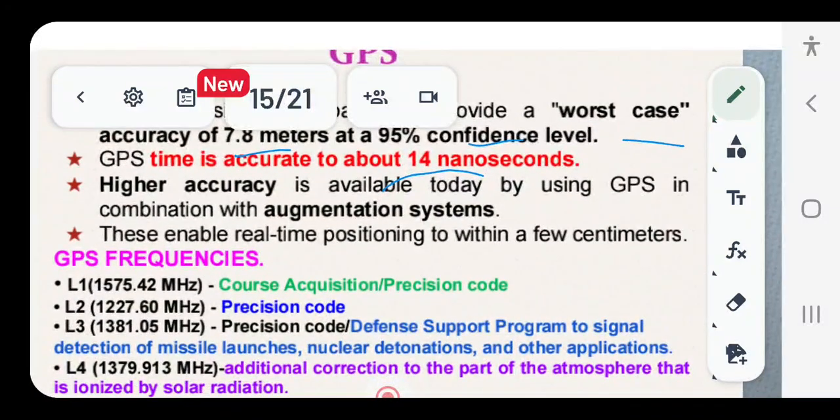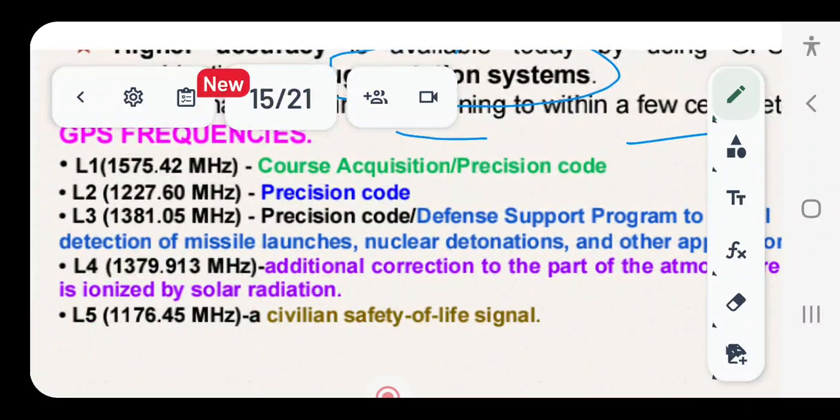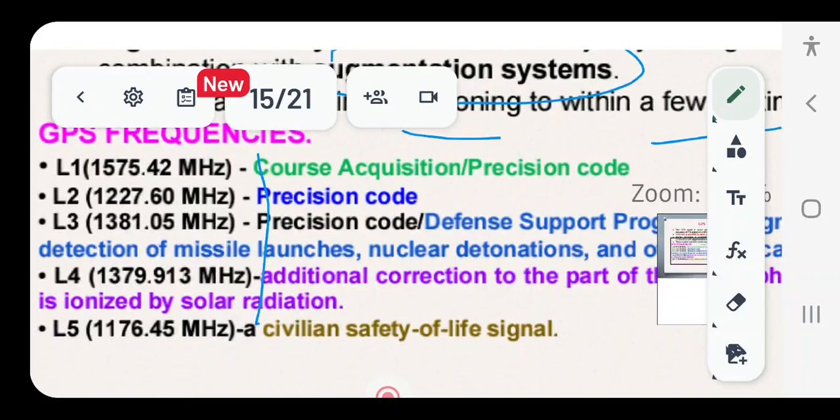And in case you want to improve the accuracy further, then augmentation systems are to be involved, and this will enable real-time positioning within a few centimeters, and these are different GPS frequencies and the function for which each is being used.